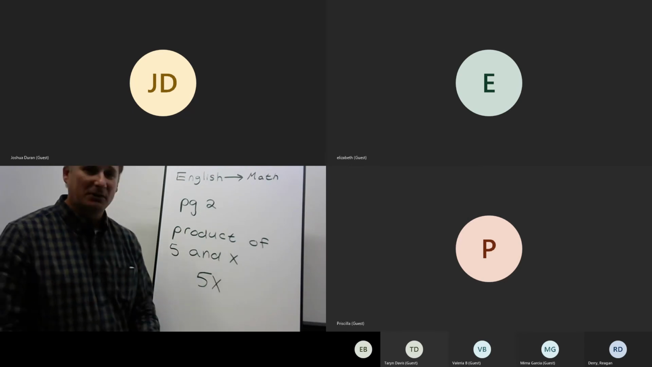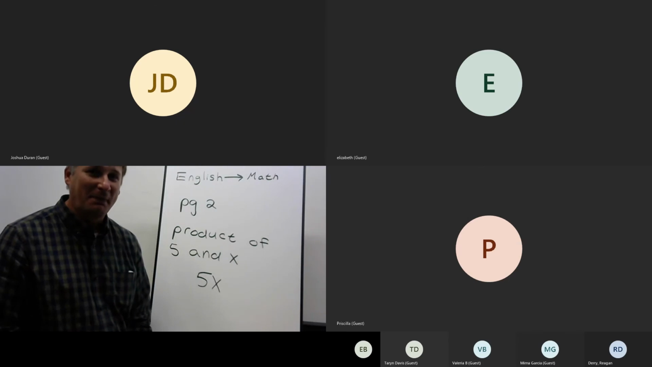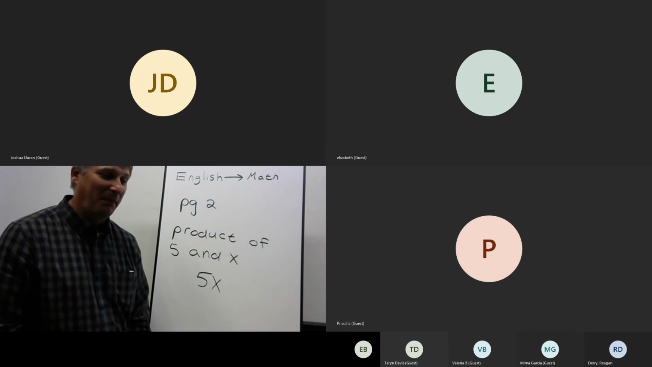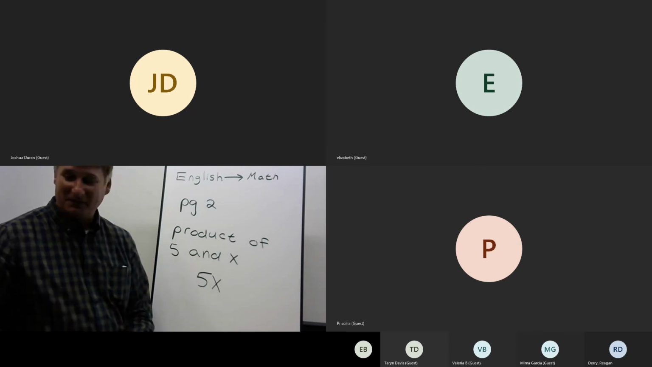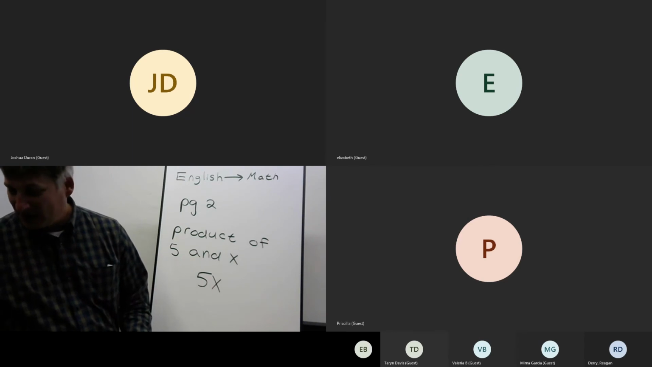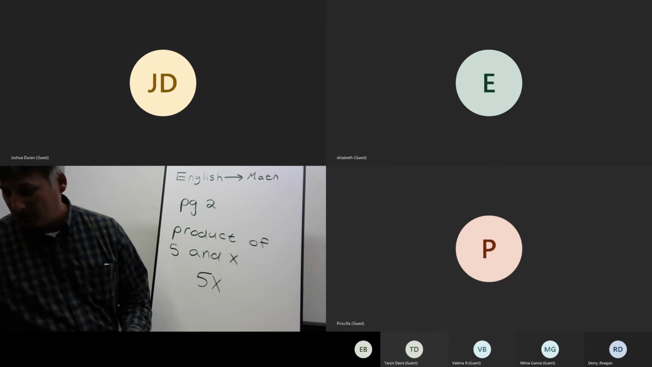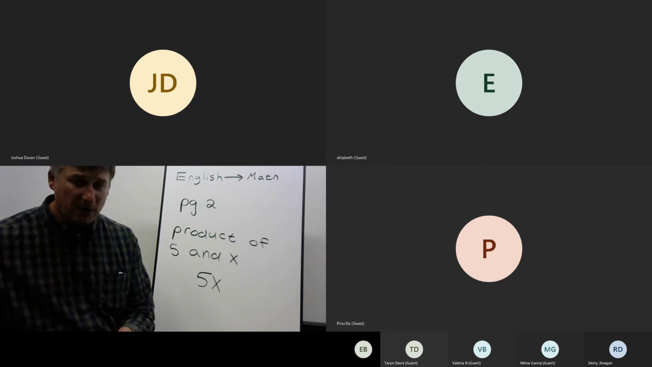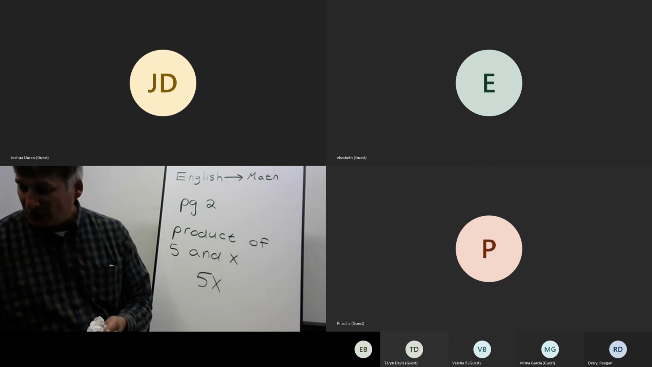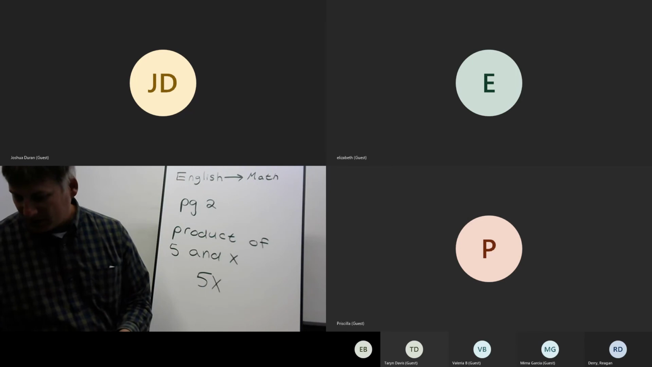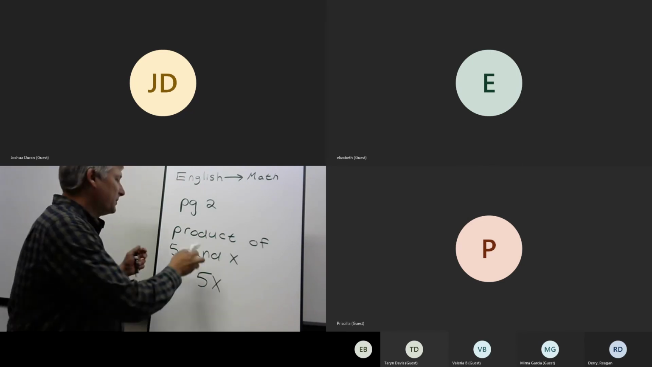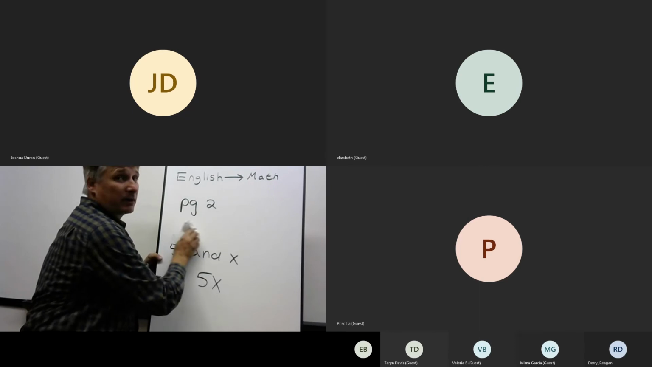So any questions about that? I'm going to leave those for you to do. Just page 2 is where you're going to find what the different English words mean mathematically. Now there's one other kind of example. Let me do this one. It's a little more complicated.